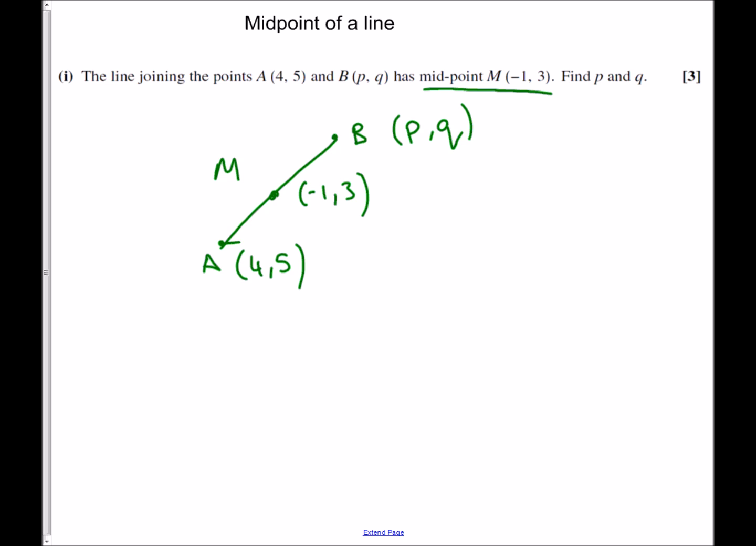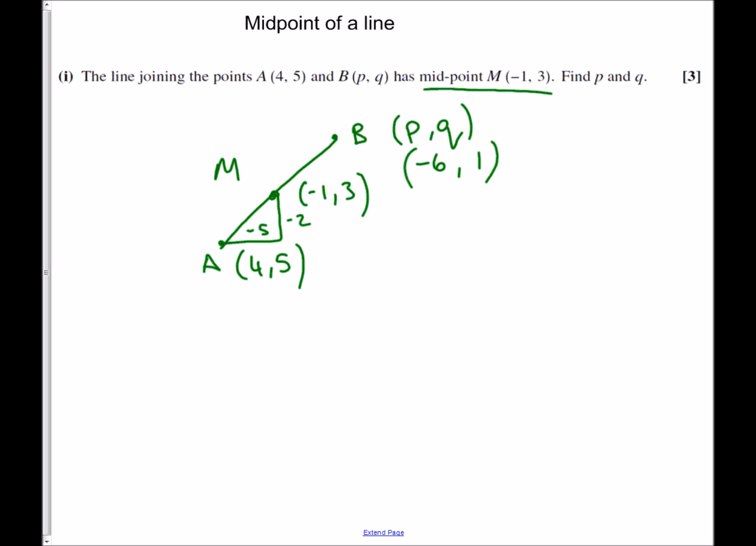Well, to go from 4 to -1, I've got to take away 5. And to go from 5 to 3, I'm taking away 2. And then I'm just going to do the same again. So I'm going to do -1. Before I had to take away 5, I'm going to take away 5 again, which is going to get me to -6. And for my Q, I had to take away 2 before, so I'm going to take away 2 again. So that ends up being at 1.